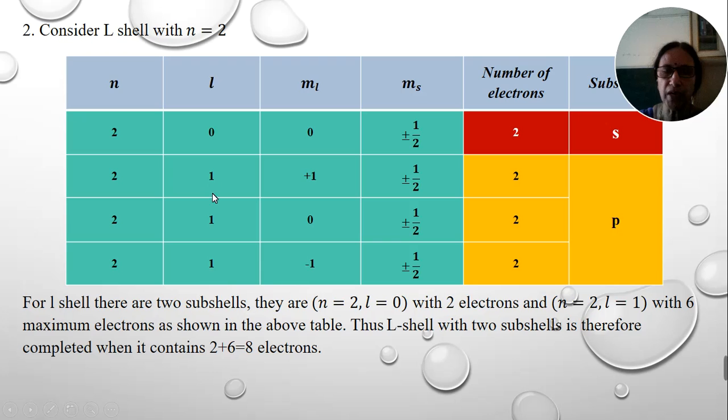Similarly, l is equal to 1. All these correspond to the p subshell, and in each of these we have 2 electrons. Therefore, the p subshell can accommodate 6 electrons. Thereby, the L main shell, the second orbit, is accommodated with 8 electrons, that is 6 p electrons and 2 s electrons. The sum of these two will give you the 8 electrons.